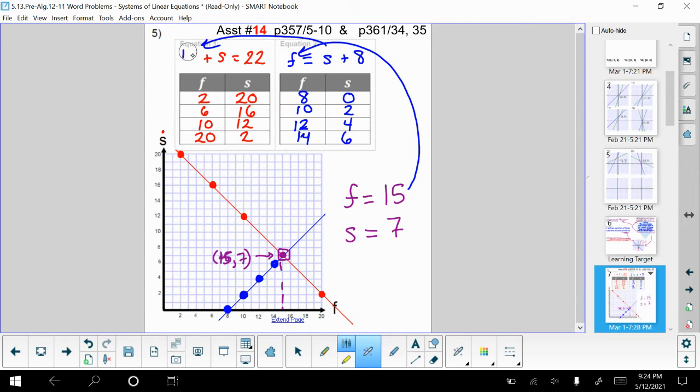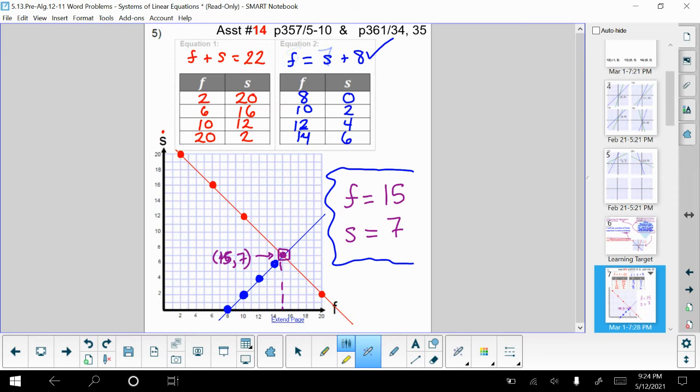Now a little disappearing ink here, because you can always take these and substitute them in. If we put in 15, oi, didn't mean to do that. Let's refresh that. If we substituted in 15 for f and 7 for s, true or false? Well, 15 plus 7 is 22. And once again, if we substitute 15 and 7, true or false? Well, 7 plus 8 is 15. So you can always check it to make sure it works. And in this case, it does.